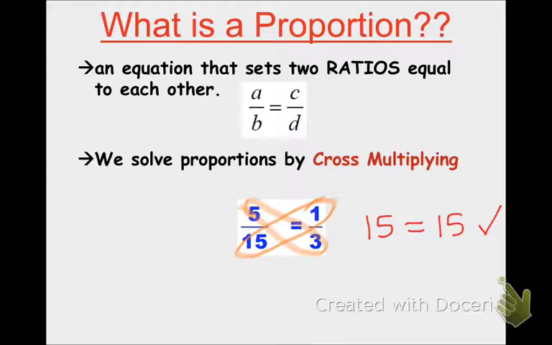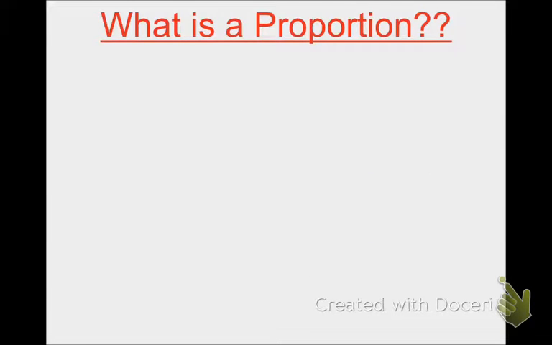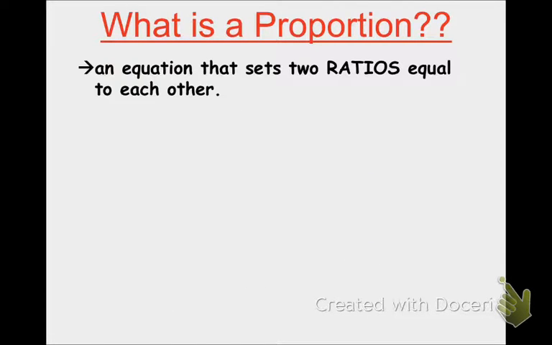That's one way of checking if something is reduced correctly. You just cross multiply it. The diagonal of one direction should equal the diagonal of the other one. All right, so let's go ahead and see how cross multiplication works when we're looking for a missing variable. We have our definition. Let's go into examples 1 and 2.